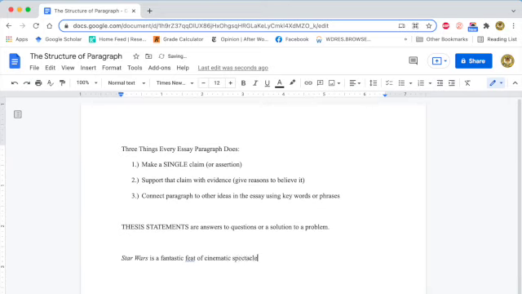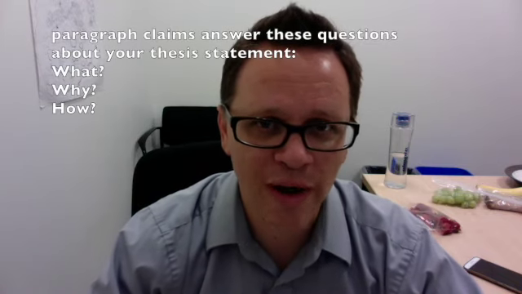Let's say I have to write a response to Star Wars. My thesis statement might be something like, Star Wars is a fantastic feat of cinematic spectacle, but it fails as drama. Every one of the claims in my paragraph would have to explain what is it that makes Star Wars a fantastic cinematic spectacle, and what is it that makes Star Wars fail as drama. Each one of my paragraphs in my essay would have to answer one of those questions.